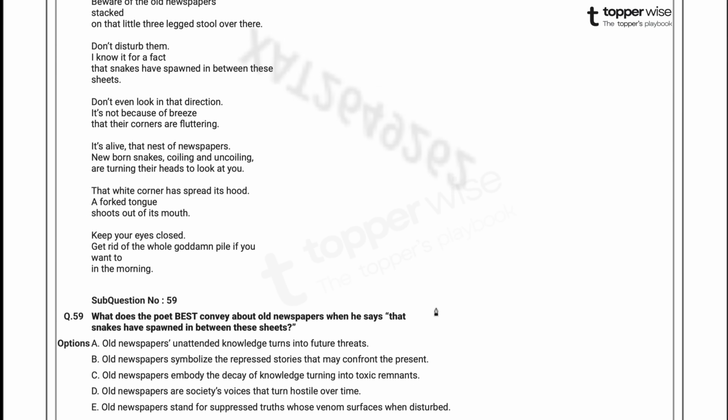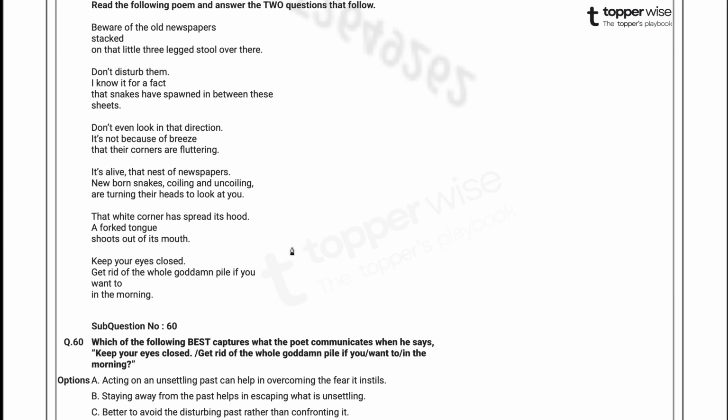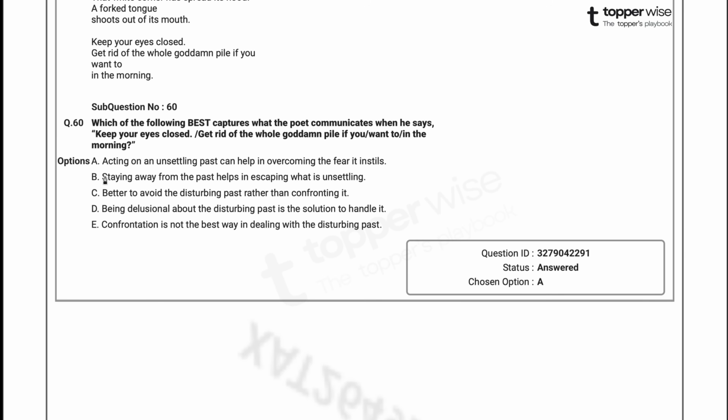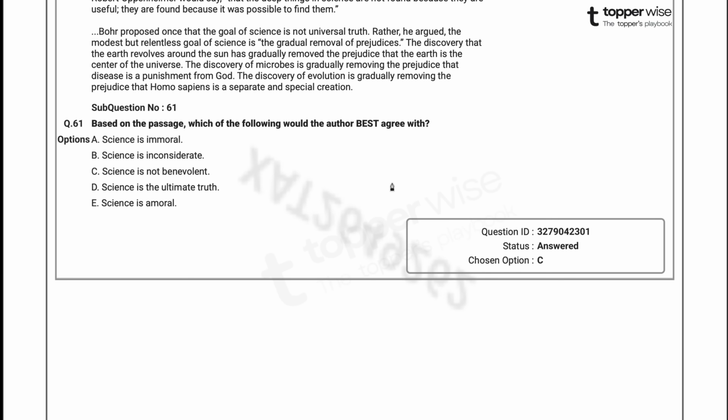Moving to question number 59. For 59, B option will be correct. Moving to question number 60. For question number 60, A option is the correct answer. For 61, if we are moving to question number 61, the option C is correct here.